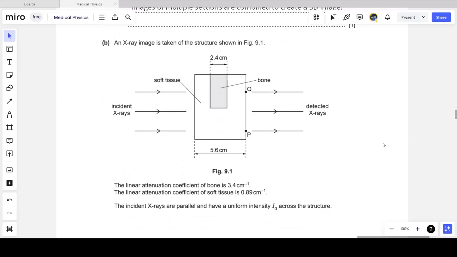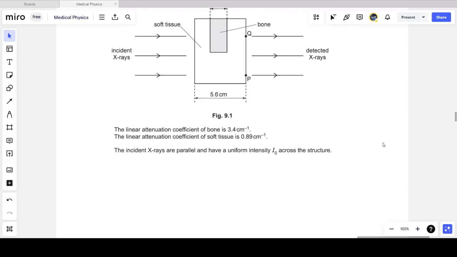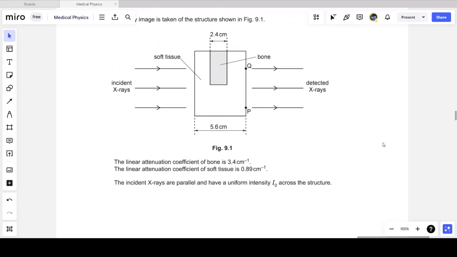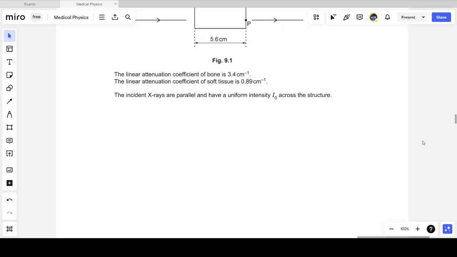Part B says an X-ray image is taken of the structure shown in the figure. We're shown soft tissue, bone, and soft tissue again on the other side. We have incident X-rays on the left and detected X-rays on the right. And we're given the distances, the lengths. The soft tissue covers 5.6 centimeters, and right in the center we have the bone covering 2.4 centimeters. We're told that the linear attenuation coefficient of bone is 3.4 per centimeter, and the linear attenuation coefficient of soft tissue is 0.89 per centimeter. The incident X-rays are parallel and have a uniform intensity I naught across the structure. And so you probably know where this is going.